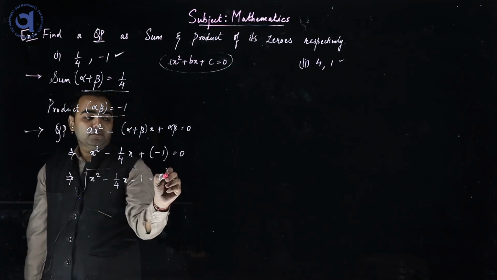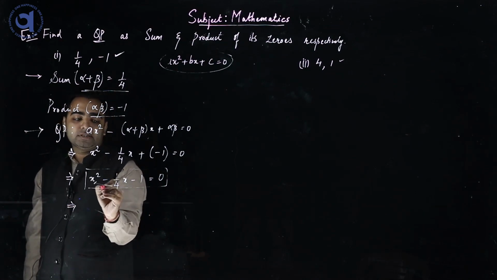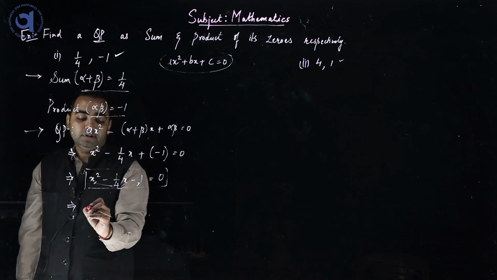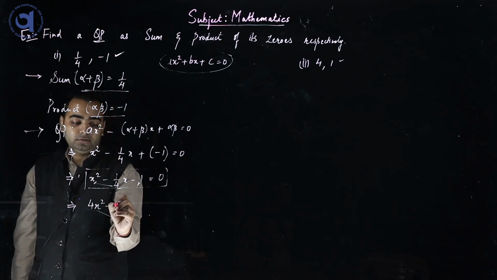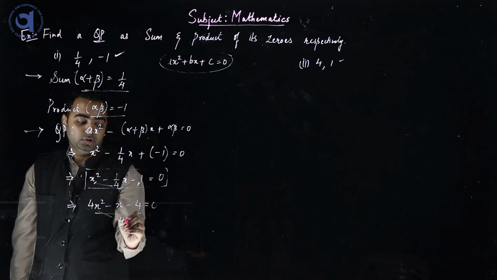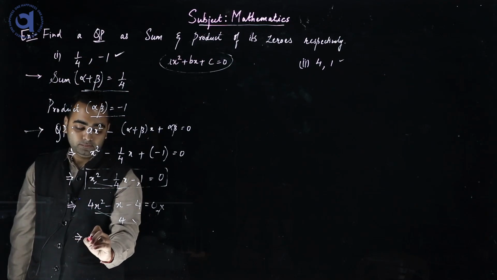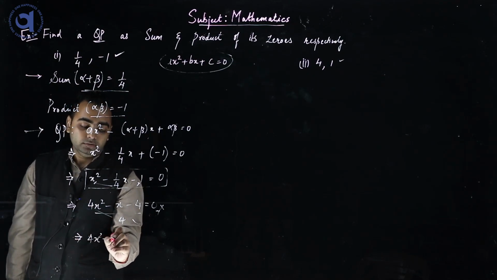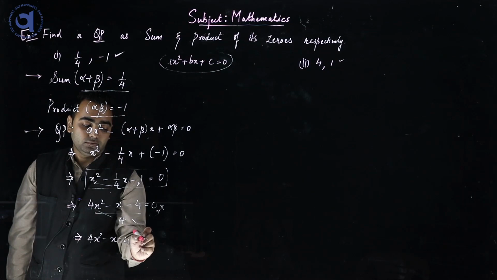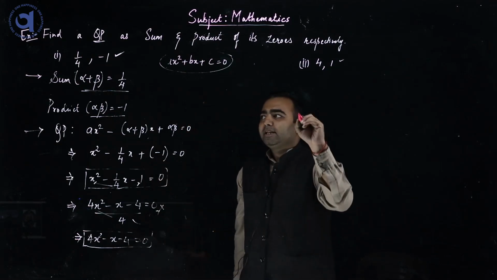This we can also say is one of the answers, or if you still want to simplify it, we can take the LCM of this, so cross multiply. So 4x square minus x minus 4 equals 0 divided by 4. This 4 will go to the other side and multiply with 0. So it will be 4x square minus x minus 4 equals 0. This is the required equation that we want. In the same way, we will solve another example based on this.